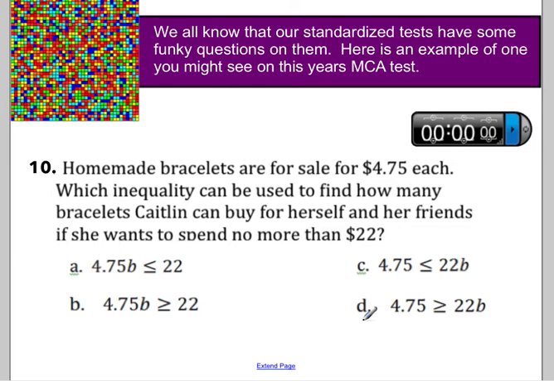Okay, no more than $22. The biggest thing is it's not $22 per bracelet, it's $4.75 per bracelet. So we know we're going to have a $4.75B. Okay, so that eliminates C and D. Now looking at this, the only difference is this inequality sign. So she can spend no more than $22. So does this have to be less than or equal to 22, or should this be greater than or equal to 22? Has to be less than. Can't be greater than, because if it is, she doesn't have any money to pay for it. So it'd be example A.